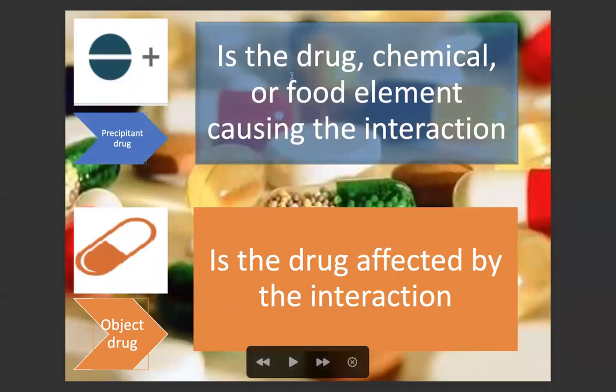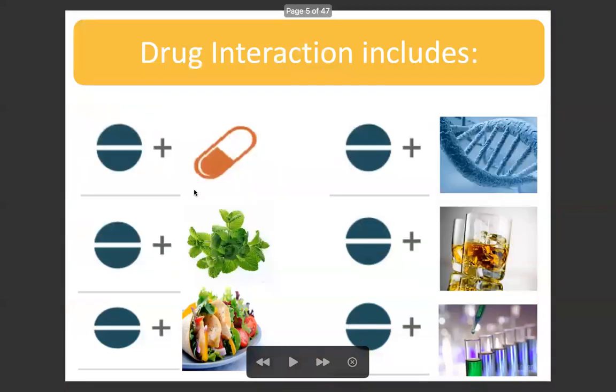Precipitant drug is the drug, chemical, or food element causing the interaction, and object drug is the drug affected by that interaction. So drug interaction includes drug to drug, drug to herb, drug to food, drug to genetics, drug to alcohol, drug to diagnostic test, etc.